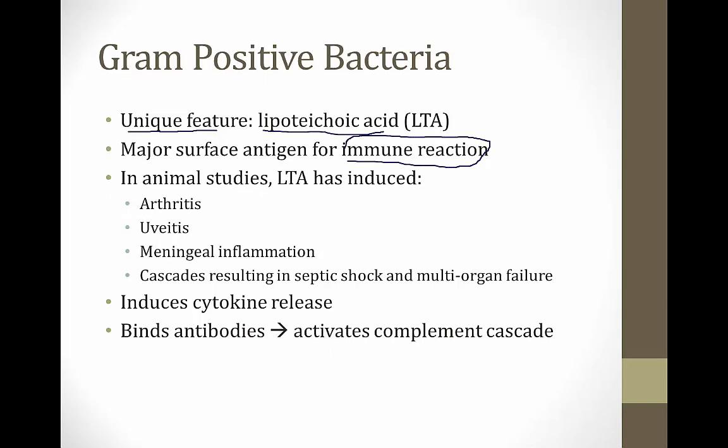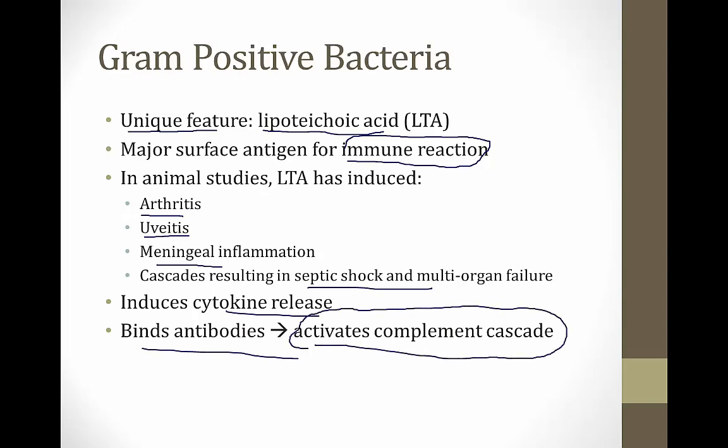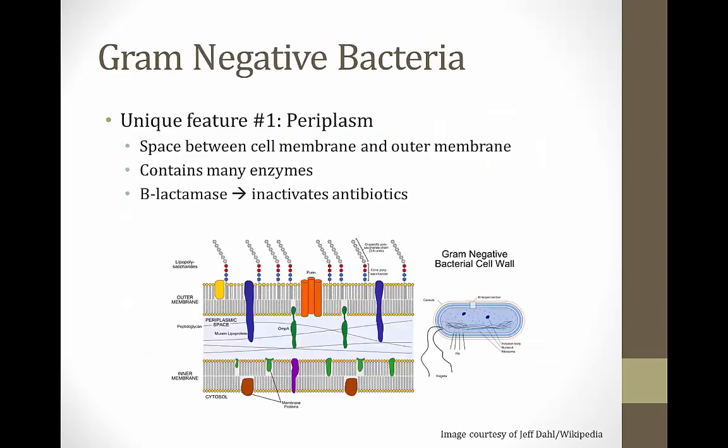In research laboratories, they've taken LTAs and injected them into animals, and they've shown that these molecules can trigger arthritis and inflammation in the eye and inflammation of the meninges, and they can even trigger a cascade resulting in septic shock and multi-organ failure. They definitely induce cytokine release, and they also can bind antibodies, which will then activate the complement cascade. So when you're talking about gram-positive bacterial infections, you should know that one of the major factors driving the immune response is the presence of these LTAs on the surface. Gram-negative bacteria have two unique features that you need to know about.